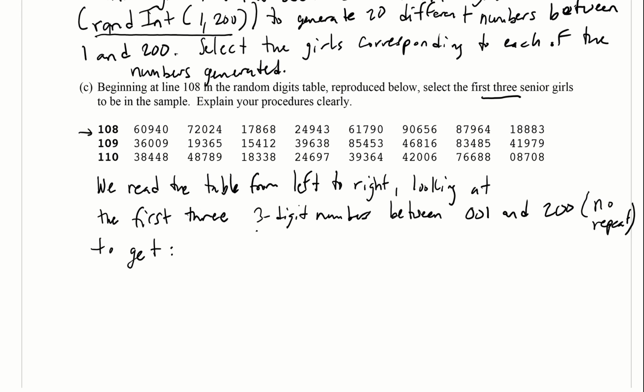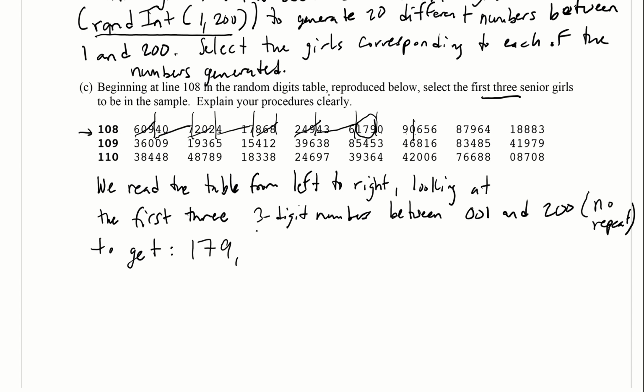All right, so here we go. These are the 3-digit numbers, let's split them up. So 609, that's not a number that we can select, and we want to ignore anything not between 001 and 200. So 407, no. 202, no. 417, no. 868, no. 249, we keep going. 436, no. 179, we can choose that one, right? So 179. I'm going to circle that.